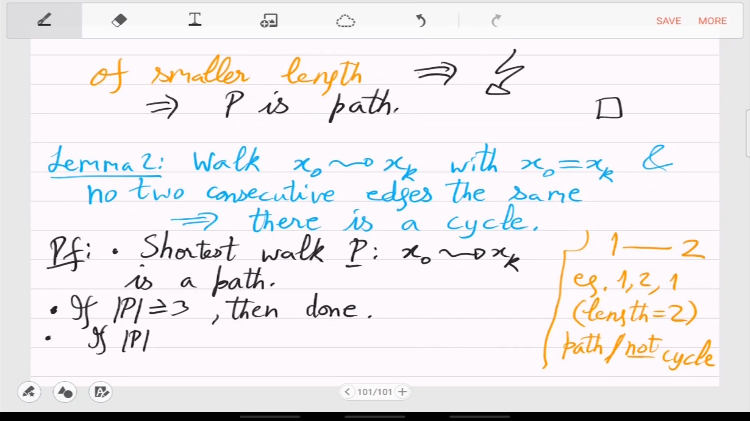If it is less than 3, then what can it be? It can't be 0 or 1. I mean, in particular, if it was 1, then you have a self loop, which we generally forbid. So the only possibility is that it will be 2.